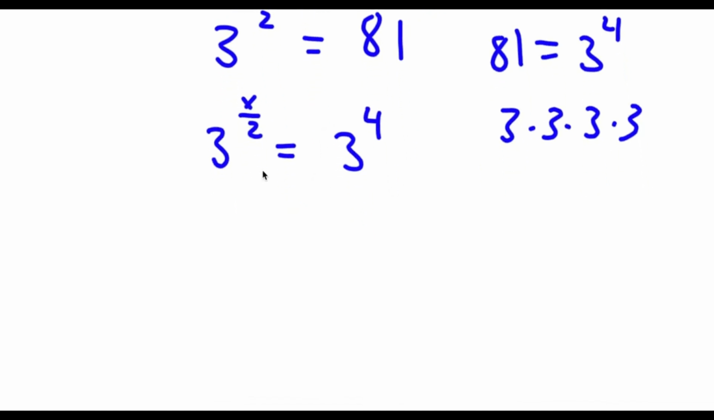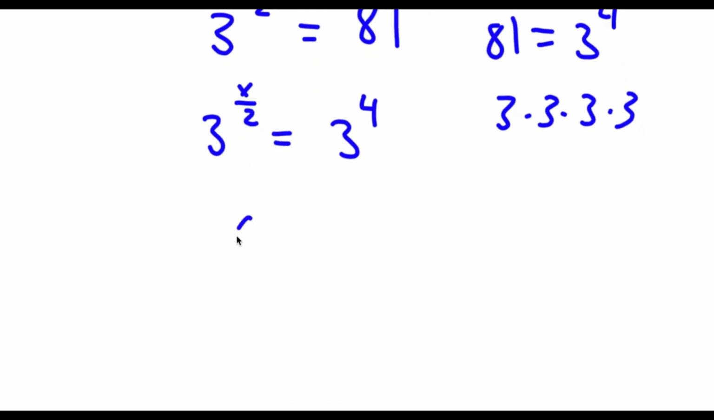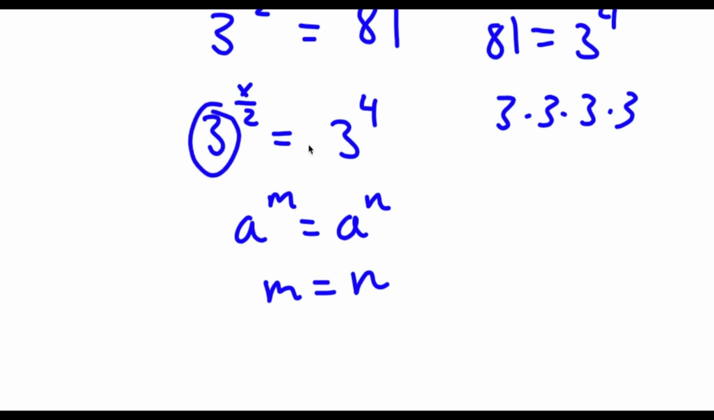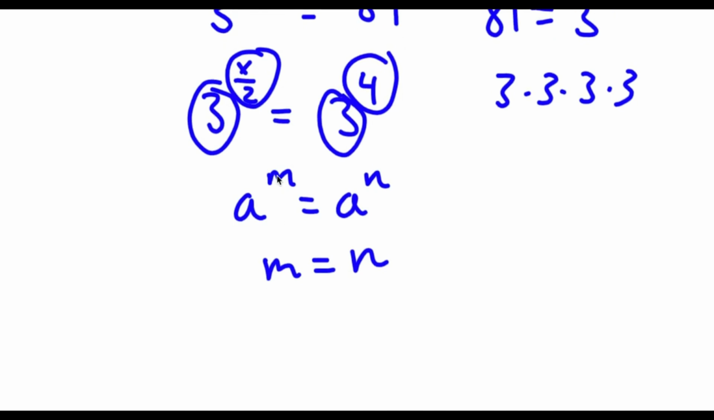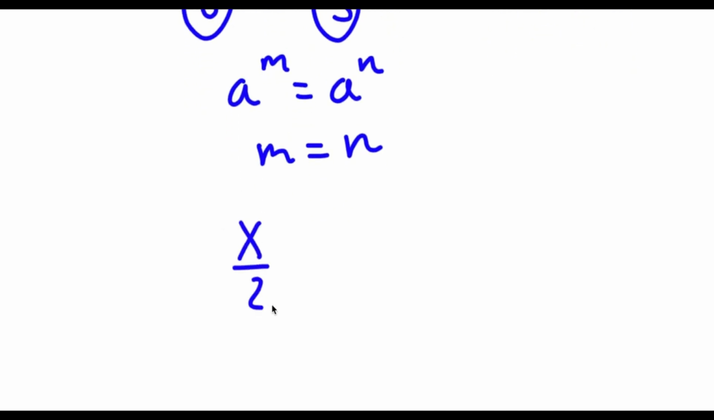Now, if I have something in the form a to the power of m is equal to a to the power of n, then this means that m is equal to n. So in this case, I have 3 to the power of x over 2 is equal to 3 to the power of 4, and notice how both of these bases are the same. Both have 3's for bases, meaning that the exponents, x over 2 and 4, are equal to each other as well. So I have x over 2 is equal to 4.